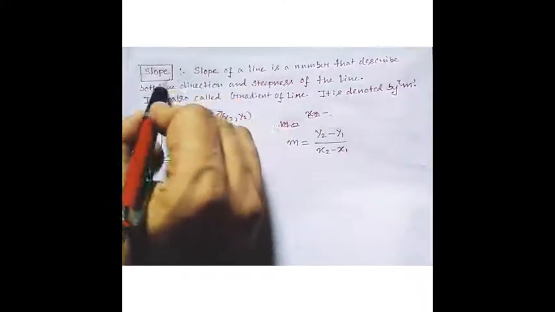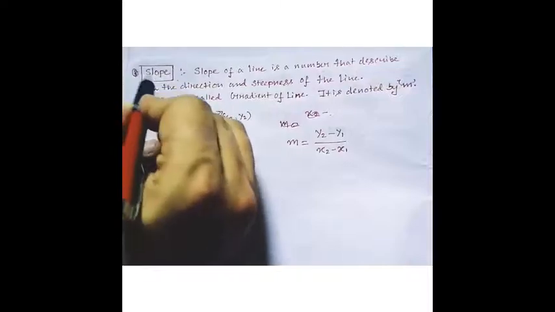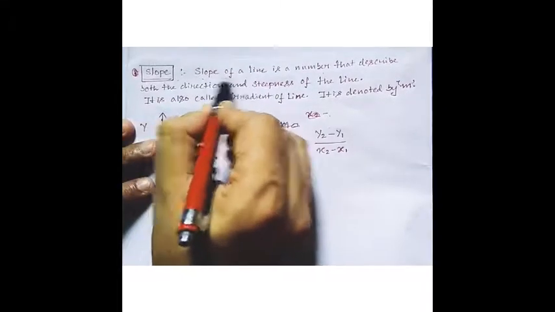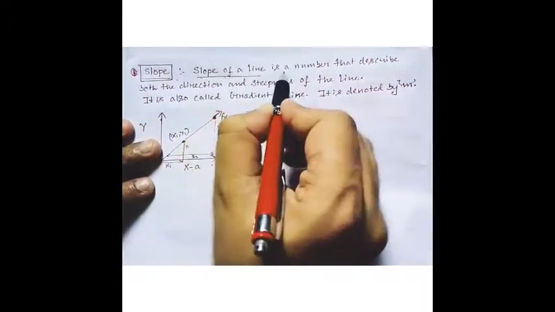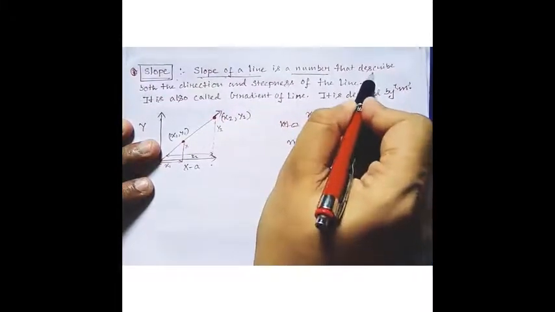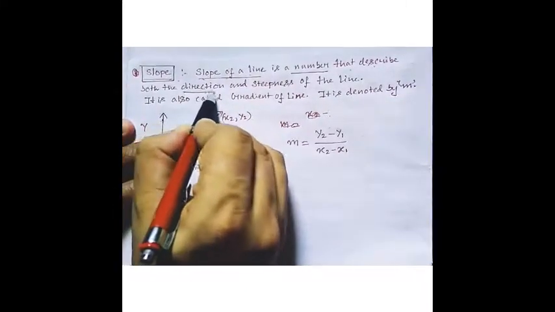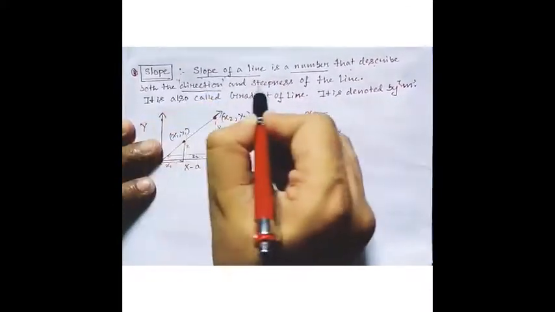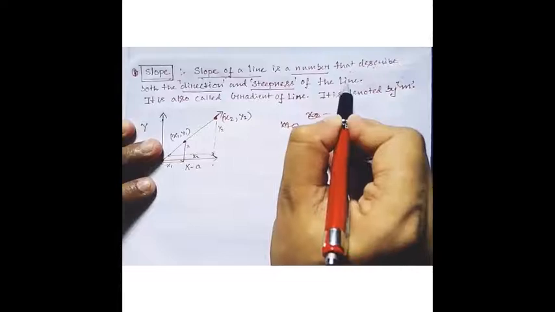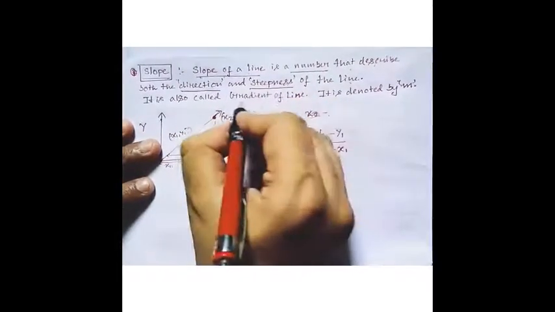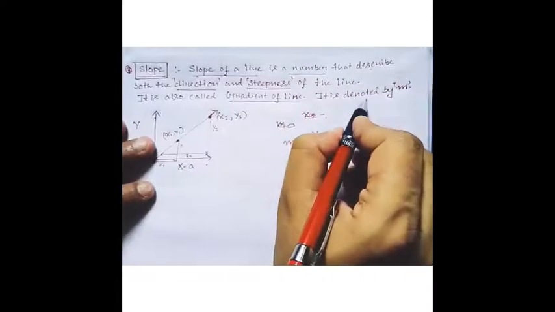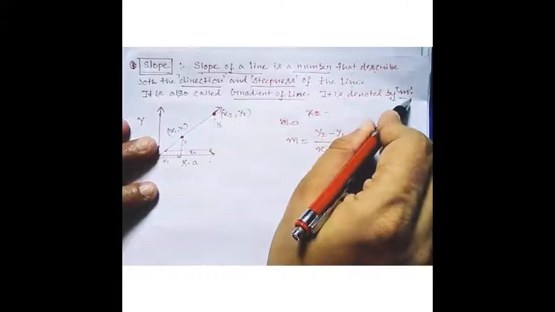Now I will show you what slope is, and this is the definition of slope. The slope of a line is a number. Remember, it is the number that describes both the direction and the steepness of a straight line. It is also called the gradient of the line, and it is denoted by small m.